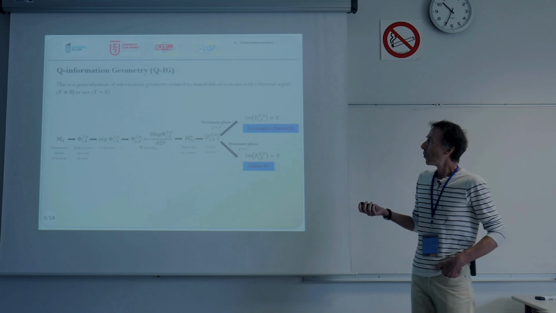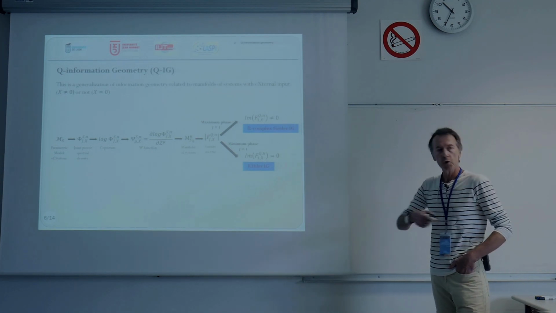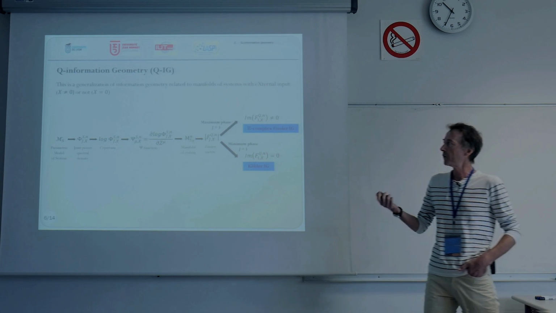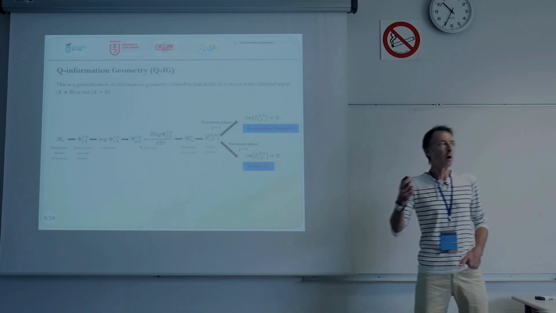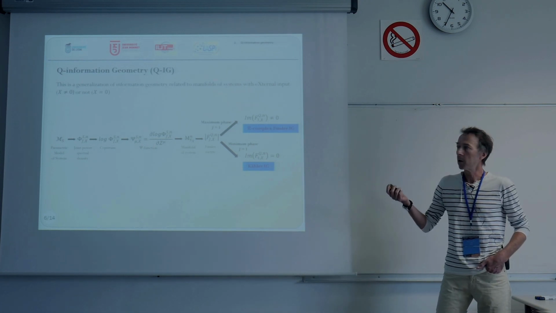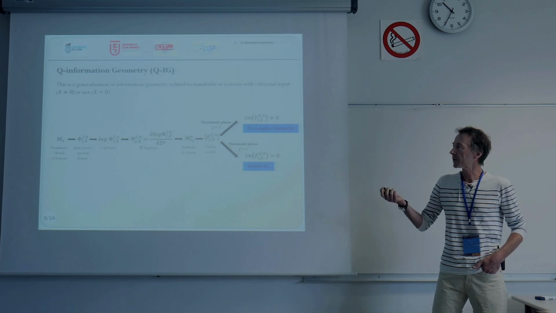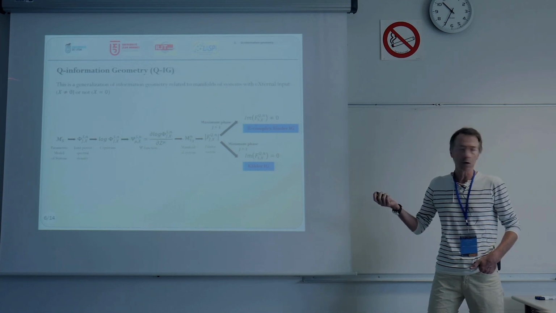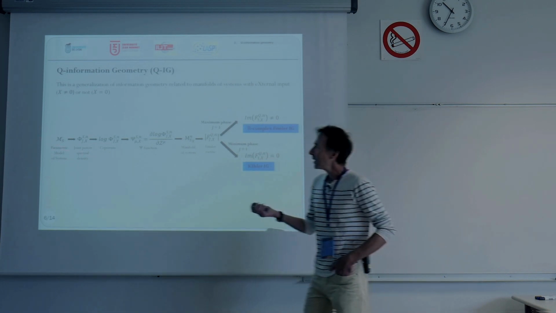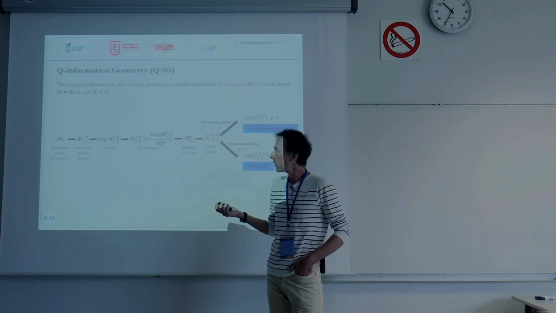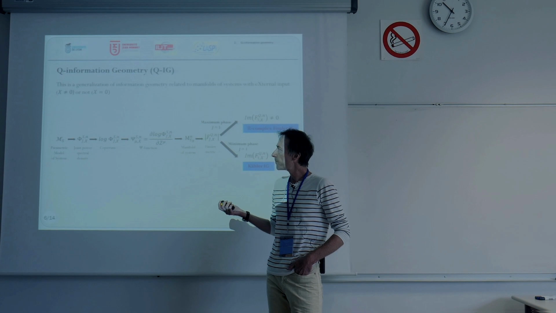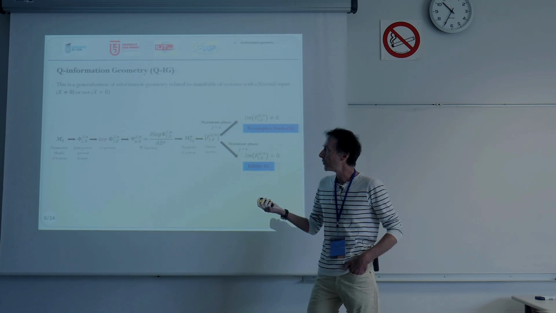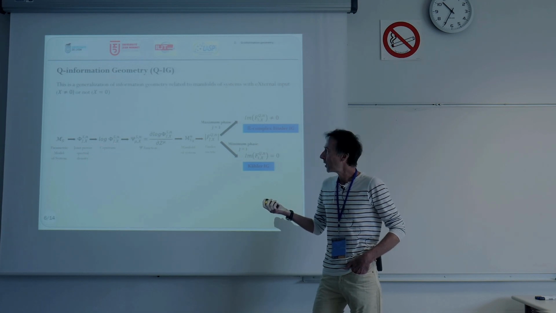What is the Q information geometry? This is a generalization of information geometry related to manifolds of system with external or internal input x equal to 0 or not equal to 0. The first part is to define the parametric model of system. And we define the joint power spectral density, and then the logarithm of the joint power spectral density, JPSD, as the cepstrum.